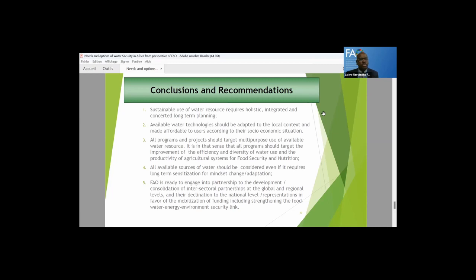So all programs and projects should target multi-purpose use for available water resources. This means when you go for agriculture, look also at domestic use. You look also at other uses. Most of the time when a dam is built, it can be multi-purpose. It can supply domestic water and municipal water. It can go also for agriculture. It can go also for other industrial development.